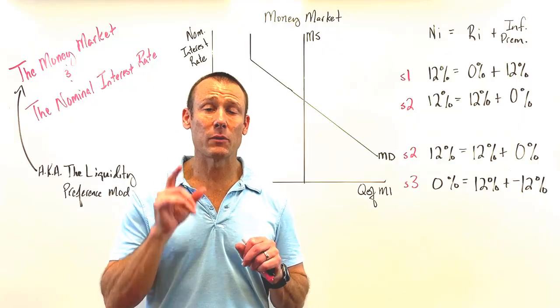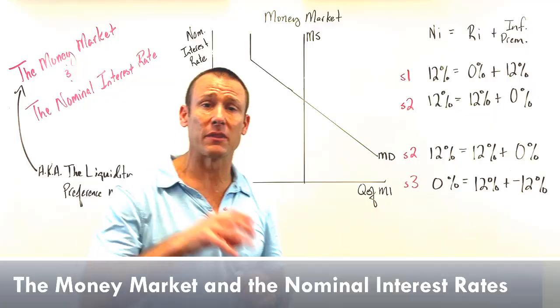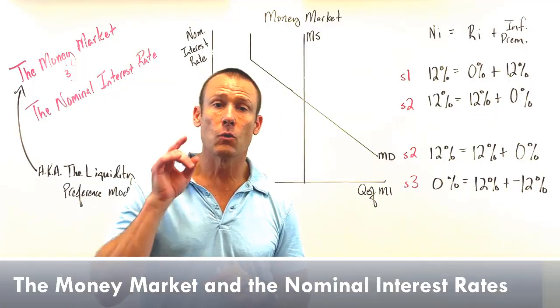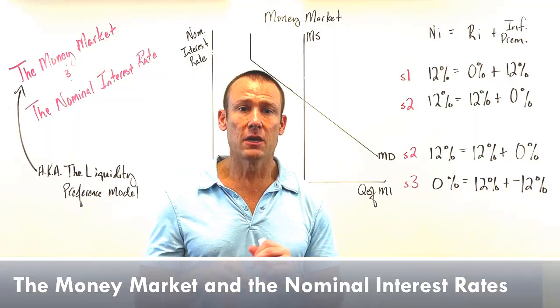Hey guys, have you ever wondered why we put the nominal interest rate on the money market graph? That's right, the nominal interest rate is the variable on the vertical axis and not the real interest rate. Well, that's what this video is about. Now, I need to set this up a little bit, okay? So here is the deal.